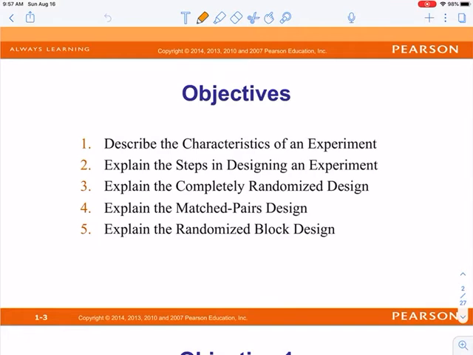For 3, we're going to explain the completely randomized design. Then we'll explain the matched pairs design. And then we'll explain the randomized block design.